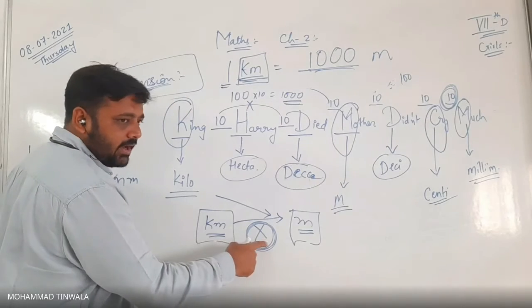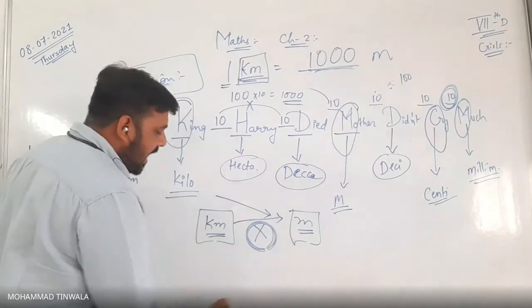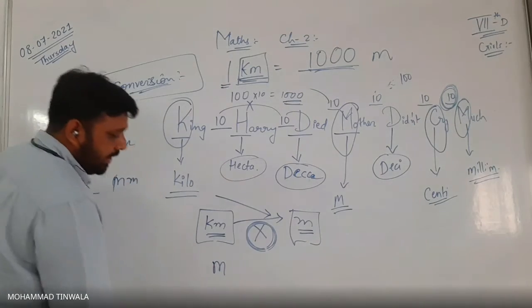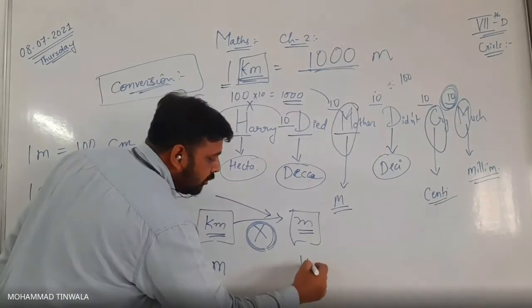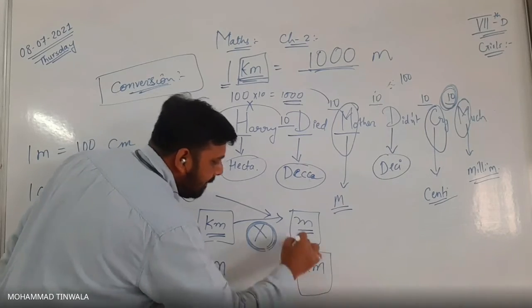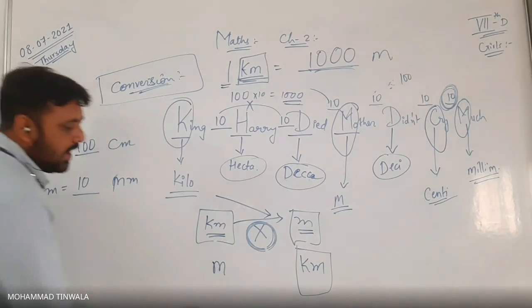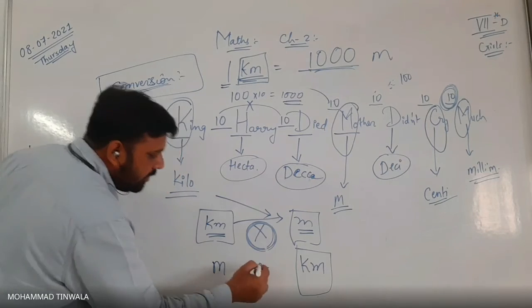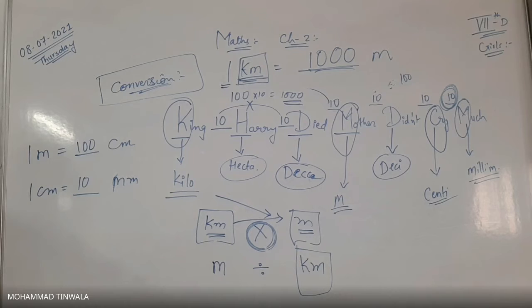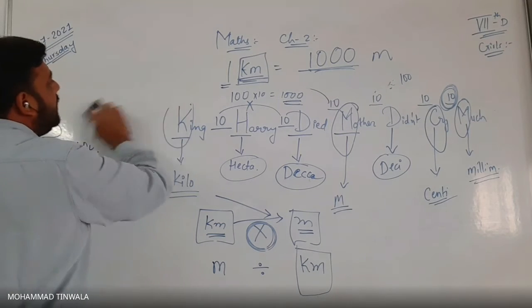What do we do then? Multiply. When we have a small unit and we are going towards a bigger unit, at that time we have to divide. To do what? Divide. How? Sir, how? I didn't understand.